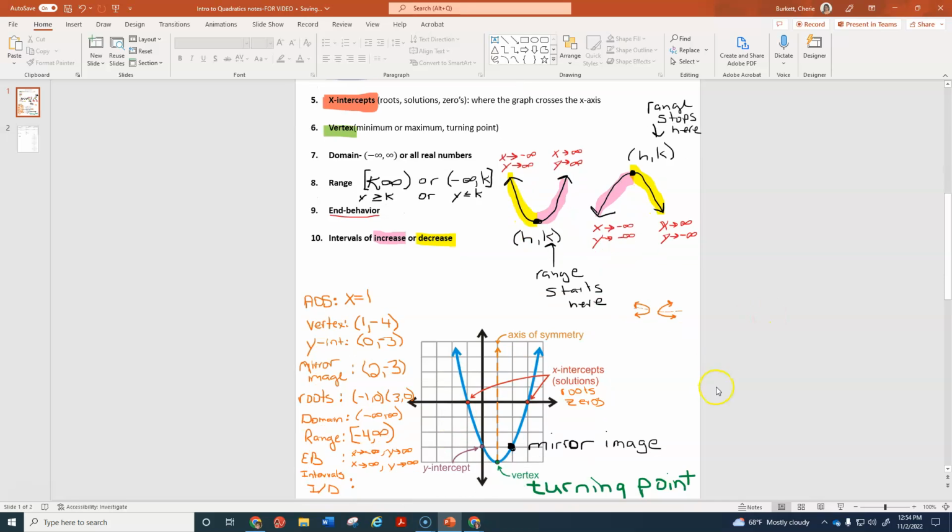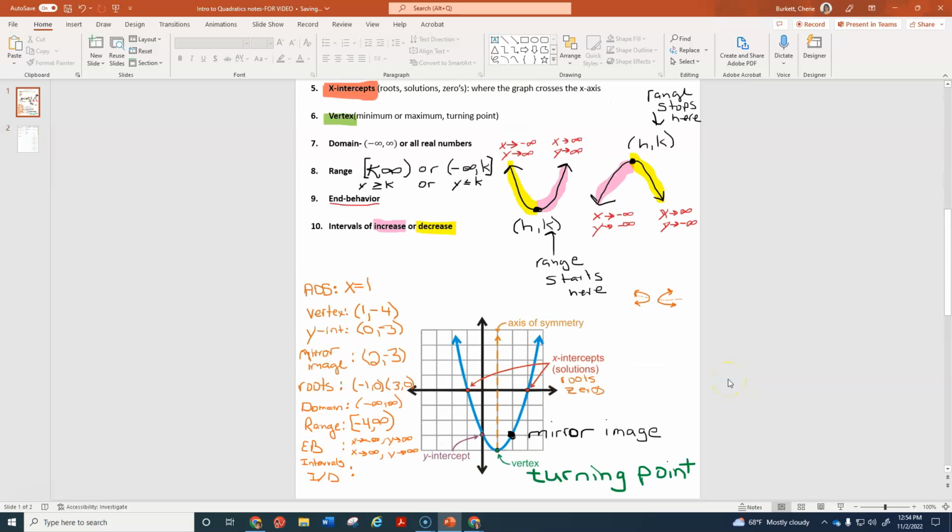Now my intervals of increase and decrease. So I'm going to be writing an interval, so I'm using interval notation. The vertex right here, the x value or the h value of the vertex, is always going to be where your interval changes, because you notice right here on the yellow side we're decreasing, and on this side right here we're increasing. So intervals of increase and decrease.